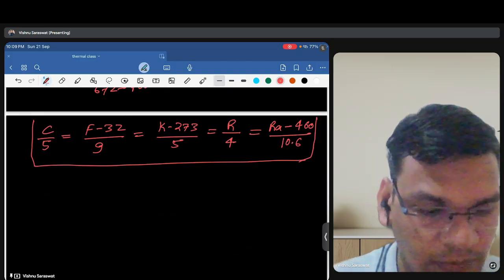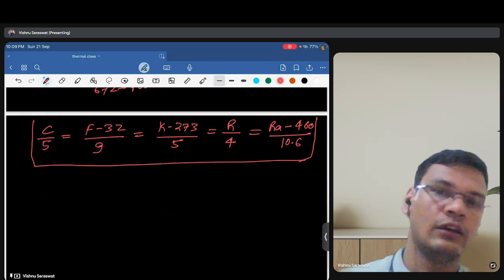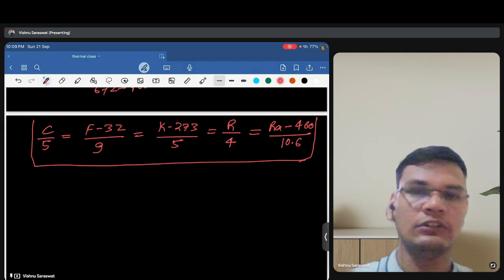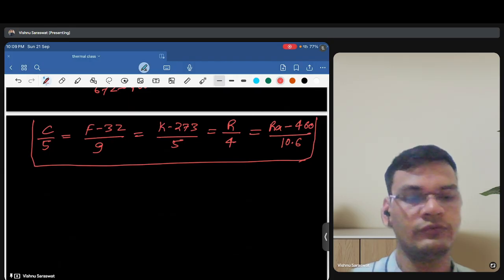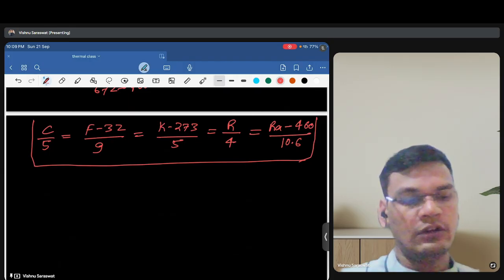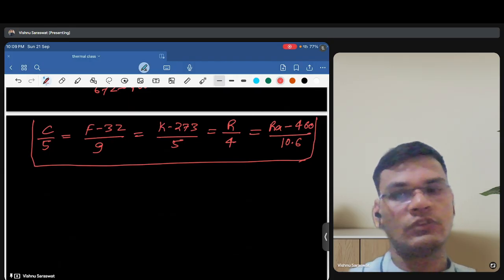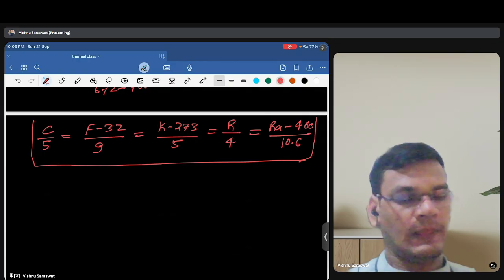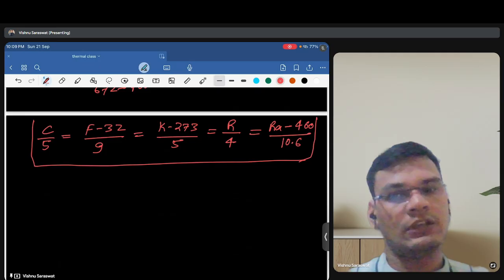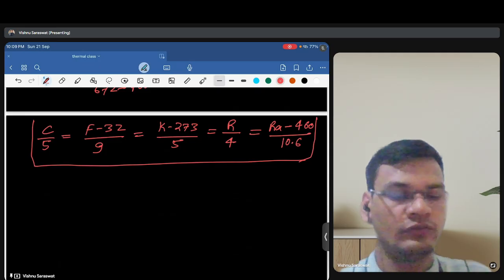Okay, C by 5 equals F minus 32 divided by 9, equals K minus 273 divided by 5, equals R by 4, equals Ra minus 460 divided by 10.6. So you can calculate any temperature in any scale.